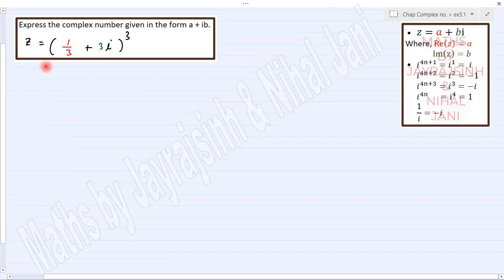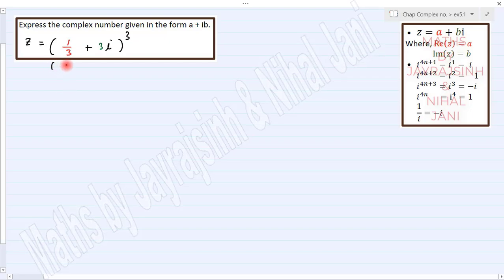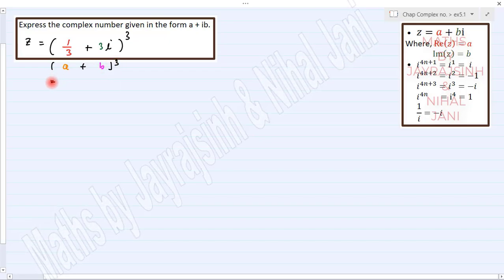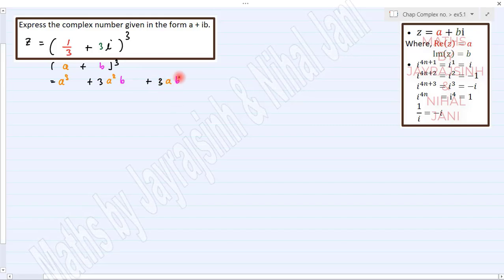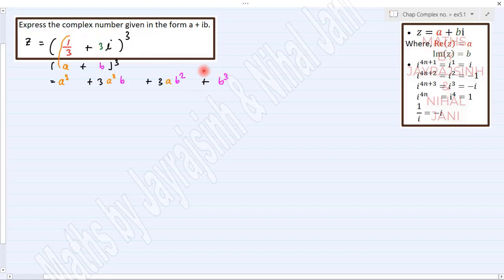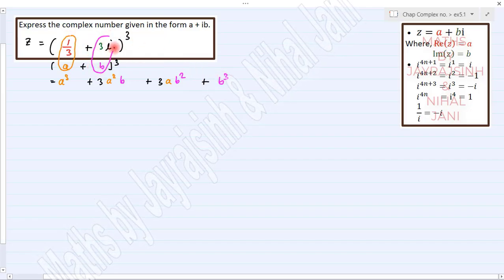In this question, we have to simplify our complex number (1/3 + 3i) whole cube into the standard form of a + bi. So your complex number is actually in the form of (a + b) whole cube, which can be expanded as a cube + 3 times a square b + 3 times a b square + b cube, where your a is 1/3 and b is 3i.